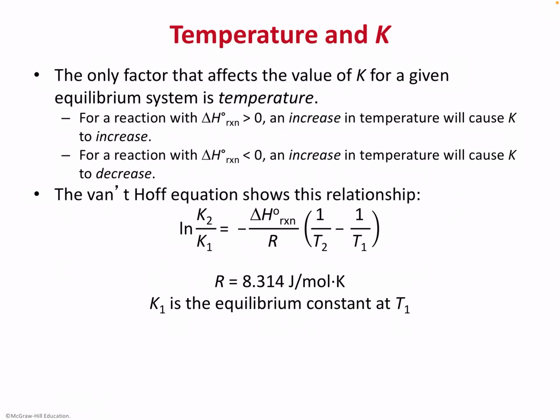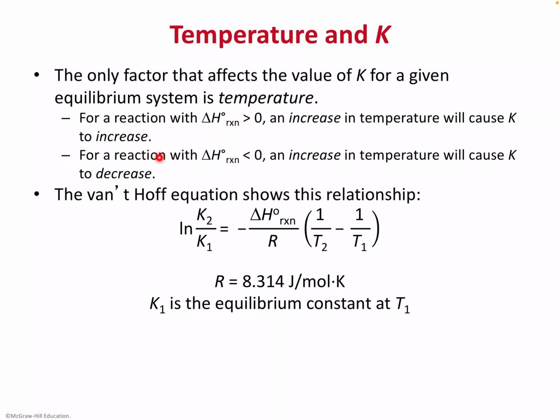Okay, so the temperature and the equilibrium constant. The only factor that affects the value of the equilibrium constant for a given equilibrium system is the temperature. Now, the equilibrium constant doesn't change by changing the concentration, the pressure, the volume, or the number of moles. Only the temperature affects it. So, for a reaction with delta H greater than 0, which means an endothermic reaction, an increase in temperature will cause K to increase. The equilibrium constant will increase because the reaction will proceed making more of the product since it's an endothermic reaction.